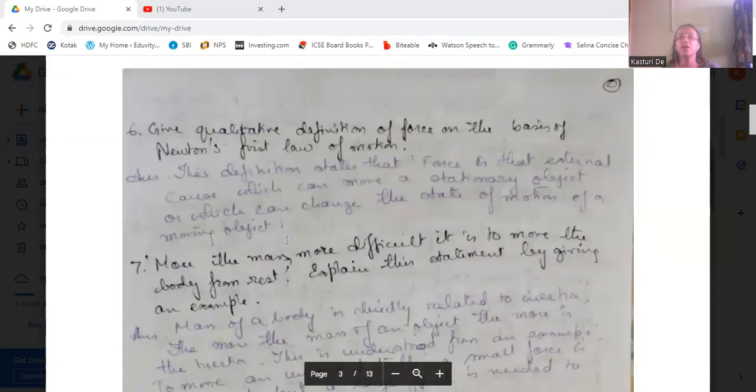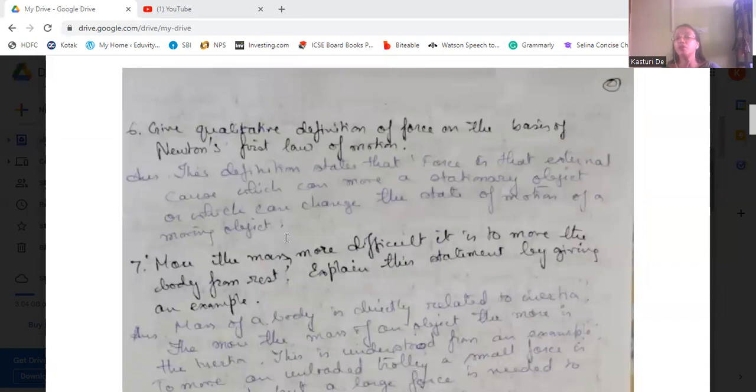Next is, give a qualitative definition of force on the basis of Newton's first law of motion. This qualitative definition states that force is that external cause which can move a stationary object or which can change the state of motion of a moving object.